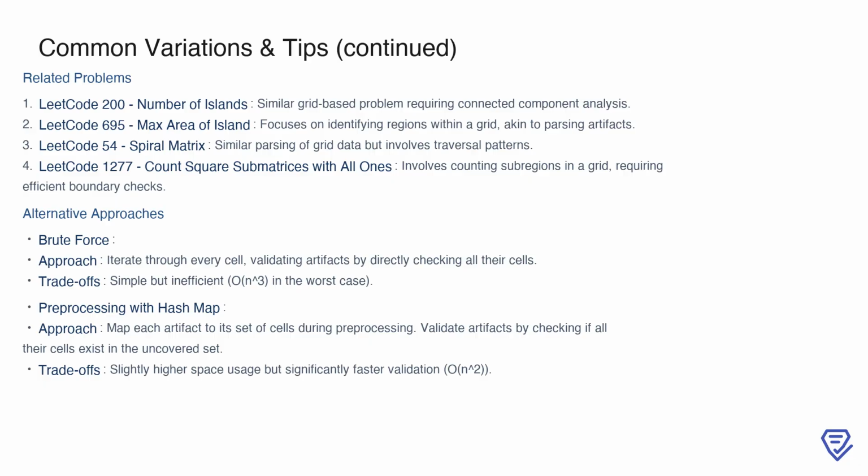LeetCode 54, Spiral Matrix, involves traversing grid data in specific patterns, which can help you think about grid-based parsing in a structured way. And in LeetCode 1277, Count Square Submatrices with All Ones, you'll encounter efficient boundary checks, which are also important for this problem.